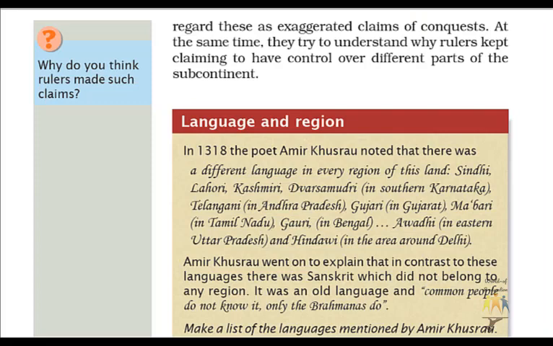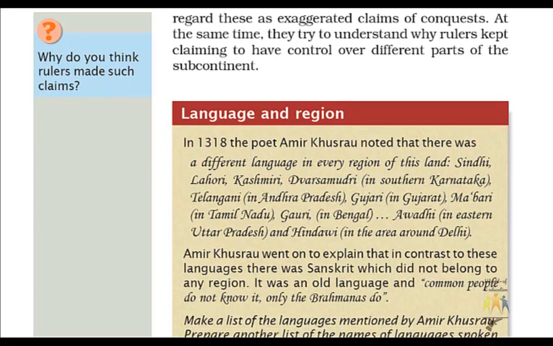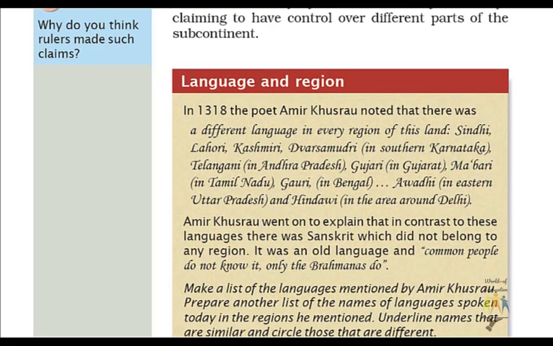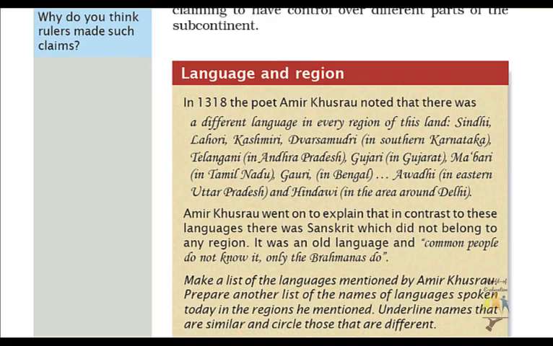Language and region. In 1318 the poet Amir Khusrau noted that there was a different language in every region of this land: Sindhi, Lahori, Kashmiri, Dwarsamudri in southern Karnataka, Telangani in Andhra Pradesh, Gujari in Gujarat, Mabari in Tamil Nadu, Gauri in Bengal, Awadhi in eastern Uttar Pradesh, and Hindavi in the area around Delhi. Amir Khusrau went on to explain that in contrast to these languages there was Sanskrit, which did not belong to any region. It was an old language and common people do not know it, only the Brahmanas do.